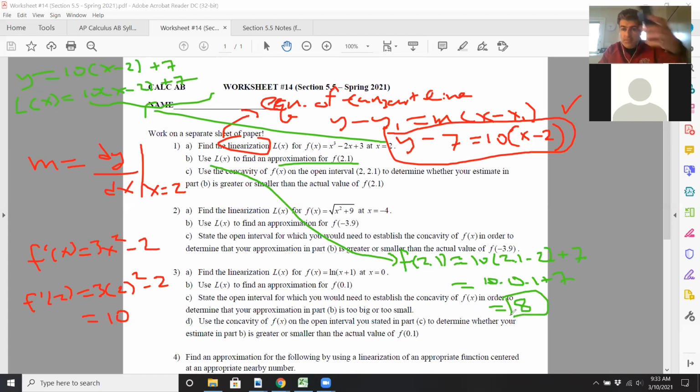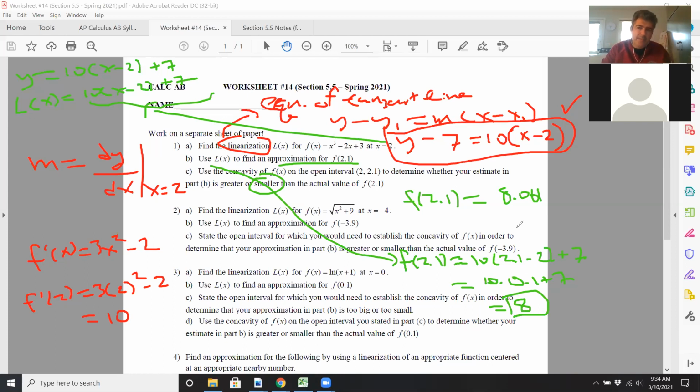Now, let's use our calculator. Let's plug in 2.1, minus 2 times 2.1 plus 3. It's 8.061, actually. So truly, it's 8.061. So clearly, our approximation is an underestimate. And that's what they're kind of asking us in part C, whether it's greater or smaller. Obviously, we're smaller than the true value, but you can use concavity to help you determine that. Let me show you how you can do that for part C. But you can see that it's pretty close, right?